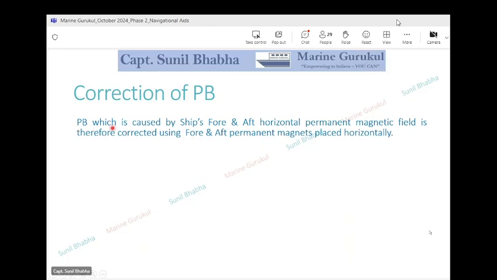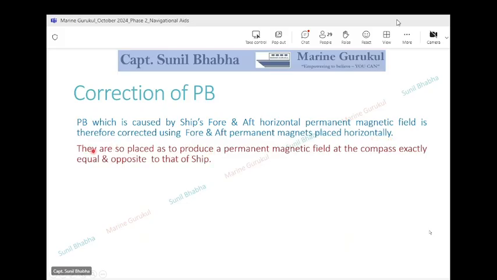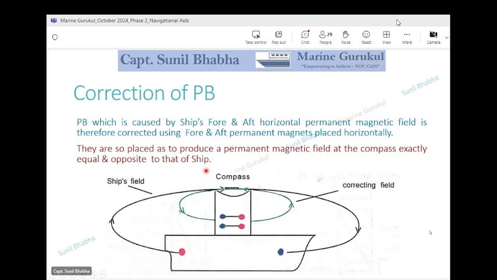So permanent B, which is caused by the ship's fore and aft horizontal permanent magnetic field, is therefore corrected using fore and aft permanent magnets which are placed horizontally. These magnets are so placed as to produce a permanent magnetic field at the compass location exactly equal and opposite to that of the ship. Now how do we do that? Let us try to understand using this diagram.